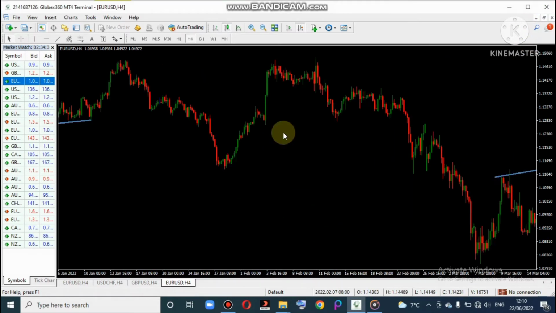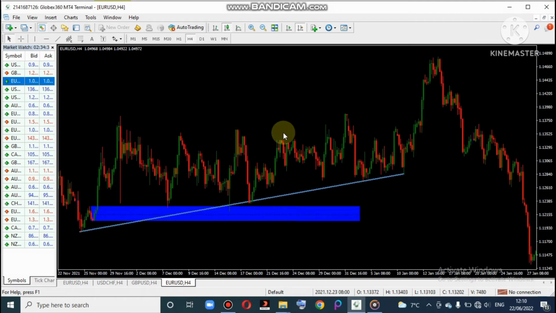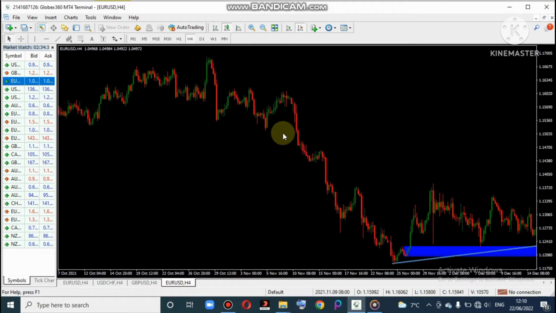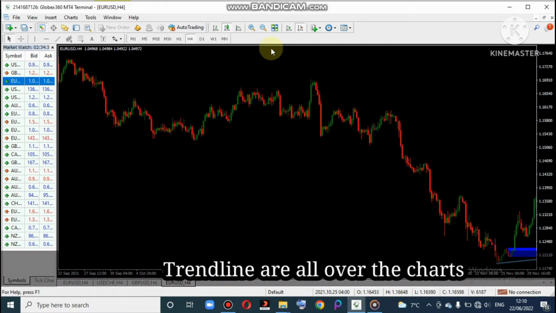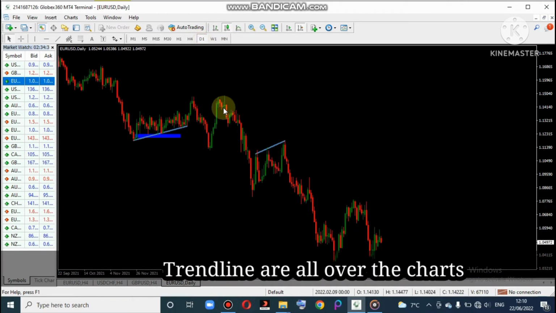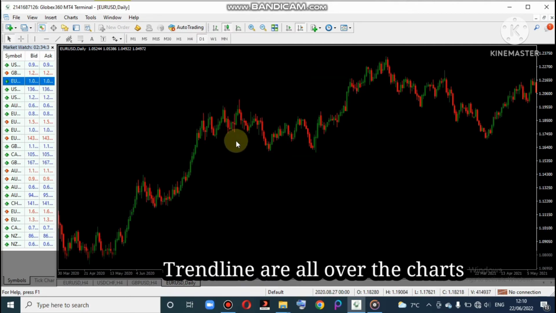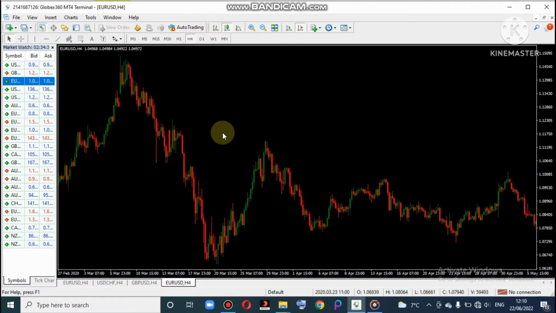Let's go and look for another trend line. I just want you guys to understand how simple it is to trade using trend lines. Trend lines are everywhere. If you don't have a trading strategy, it's simple. Look at this. It's another one. Trend lines are all over your chart. Look at this.